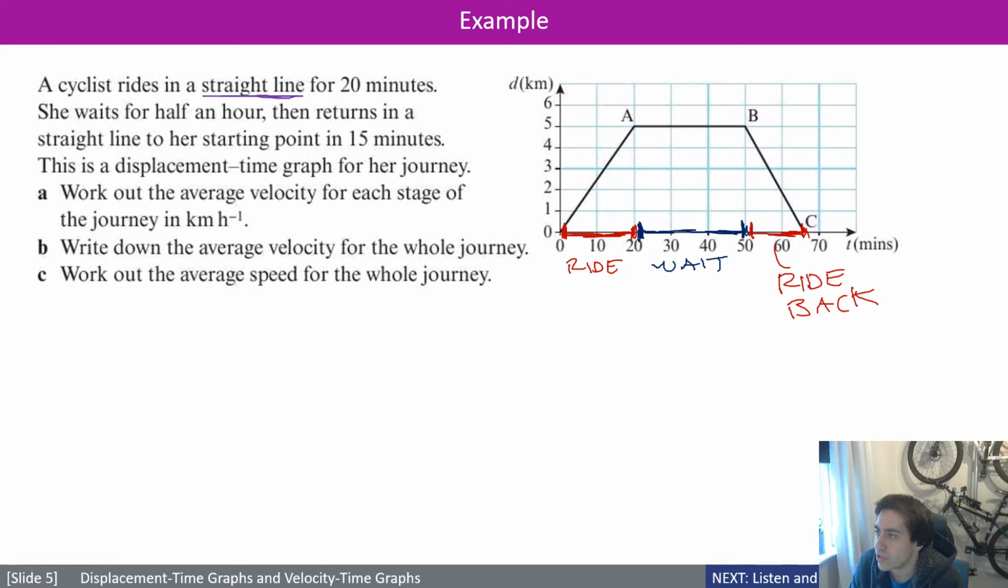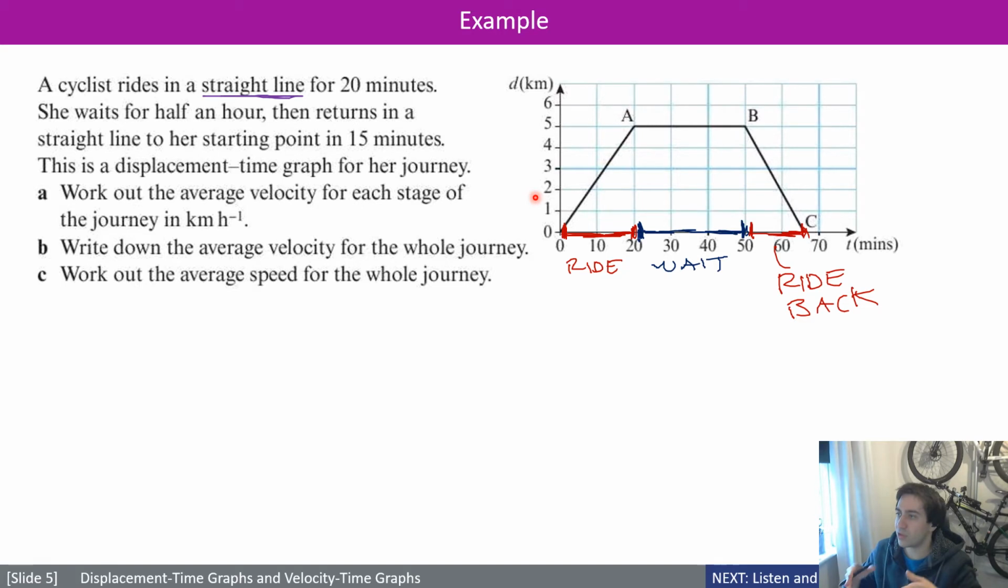So before we do that, just to clarify again, from looking at the graph, you should be able to immediately tell yourself, right, she started at time 0, at the beginning of her journey. Then she was cycling at constant speed, not accelerating. Then she stopped, rested for 30 minutes, and then cycled back, again at a constant speed. And this time, the reason it goes down rather than up is because she's changed direction.